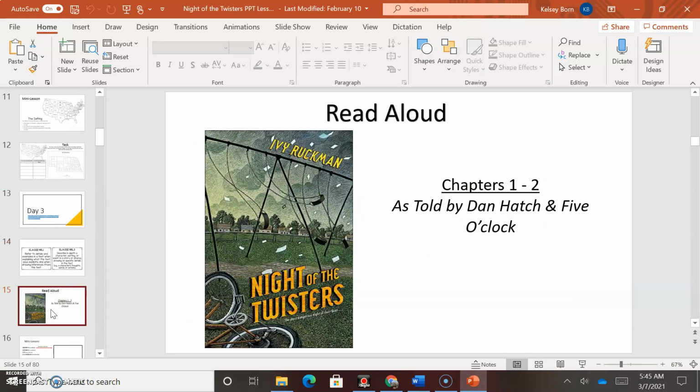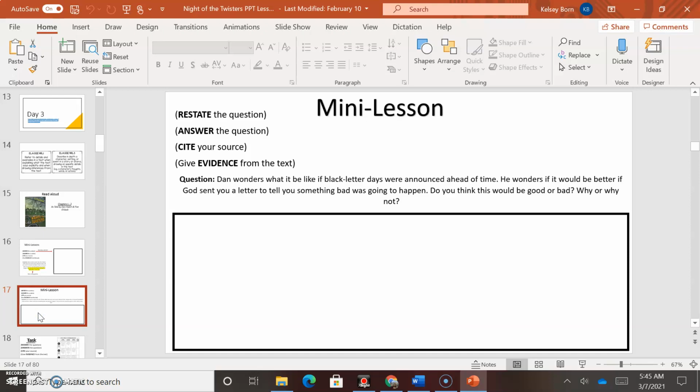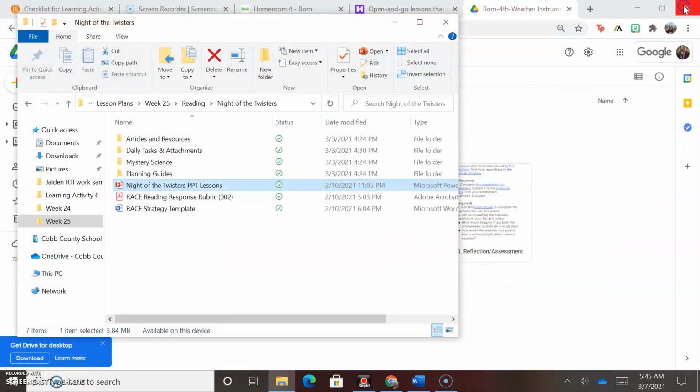I treated this as a read aloud, so I read it aloud to my students. It took about 2 weeks, and we would do 2 chapters at a time, practice the RACE strategy, restating questions, and then answering it together, and then they would have a task where they did the same with a question from the book using a rubric for the RACE strategy. So that was my ELA component.